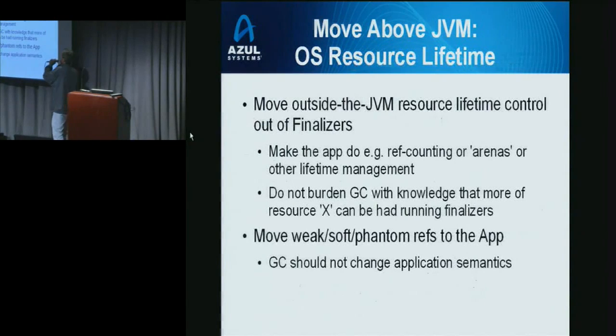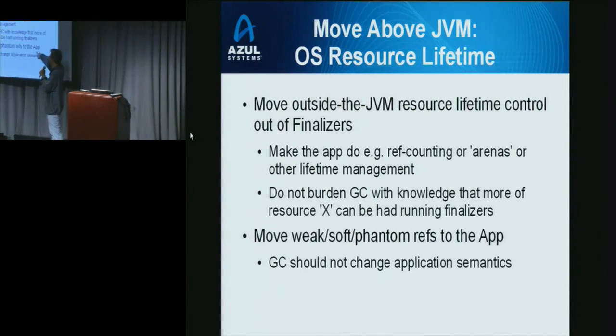OS resource lifetime management. I claim that finalizers are not the right way to do that. Move this outside the JVM, make the application do some sort of lifetime management, whether it's reference counting or arenas or some sort of lifetime management. There's lots of different techniques here. But don't burden the GC with the knowledge that more of resource X can be had if only finalizers were run right now, right? And same thing for weak, soft, phantom refs.